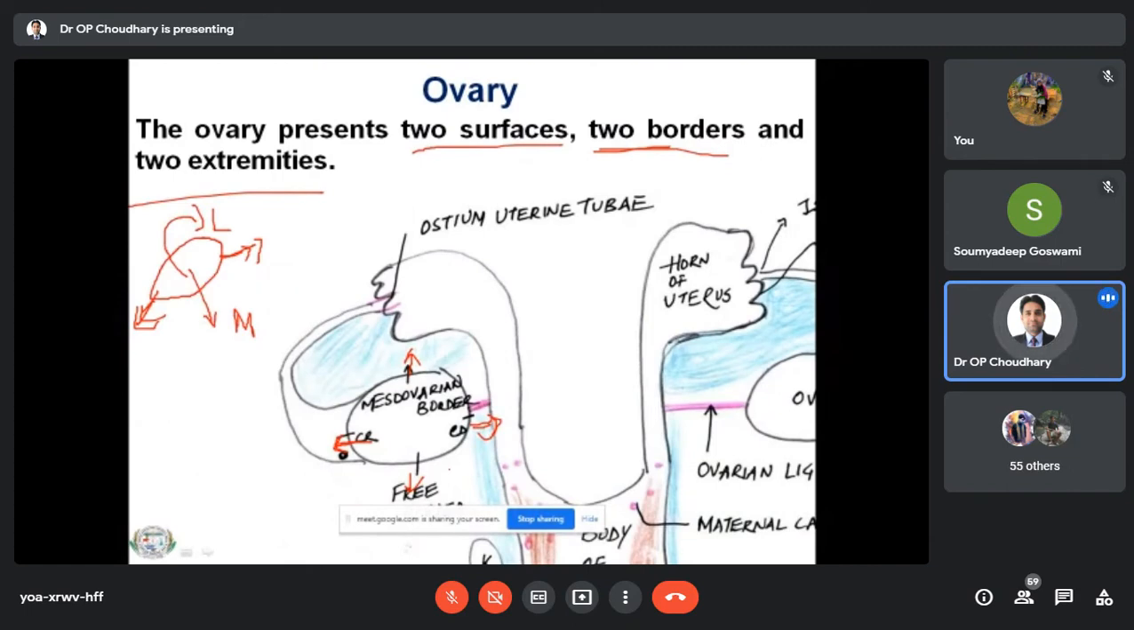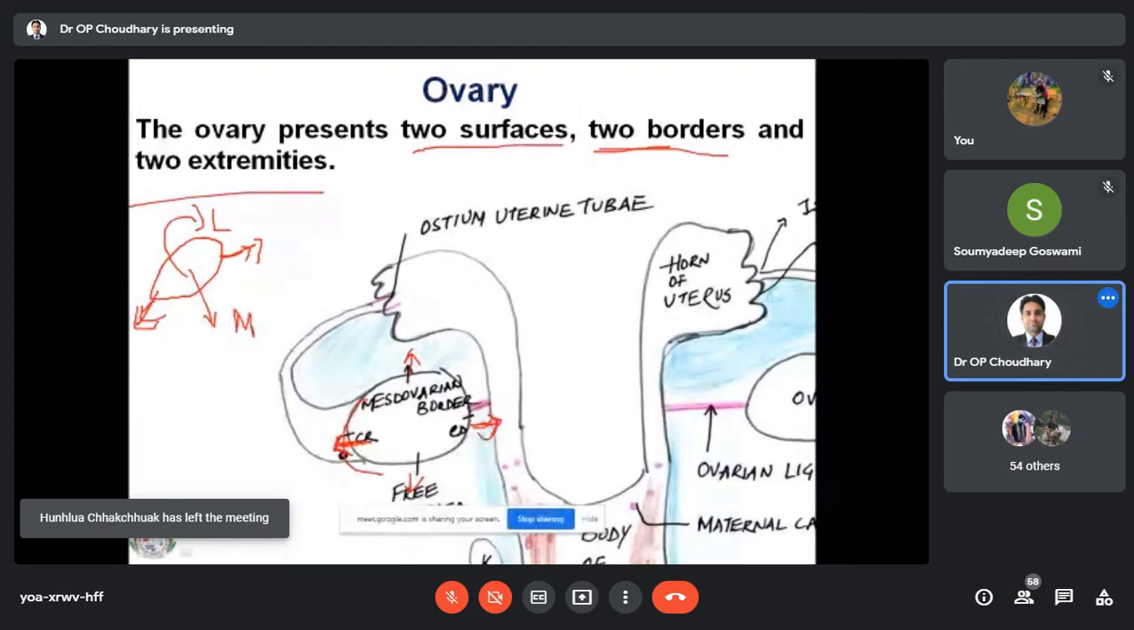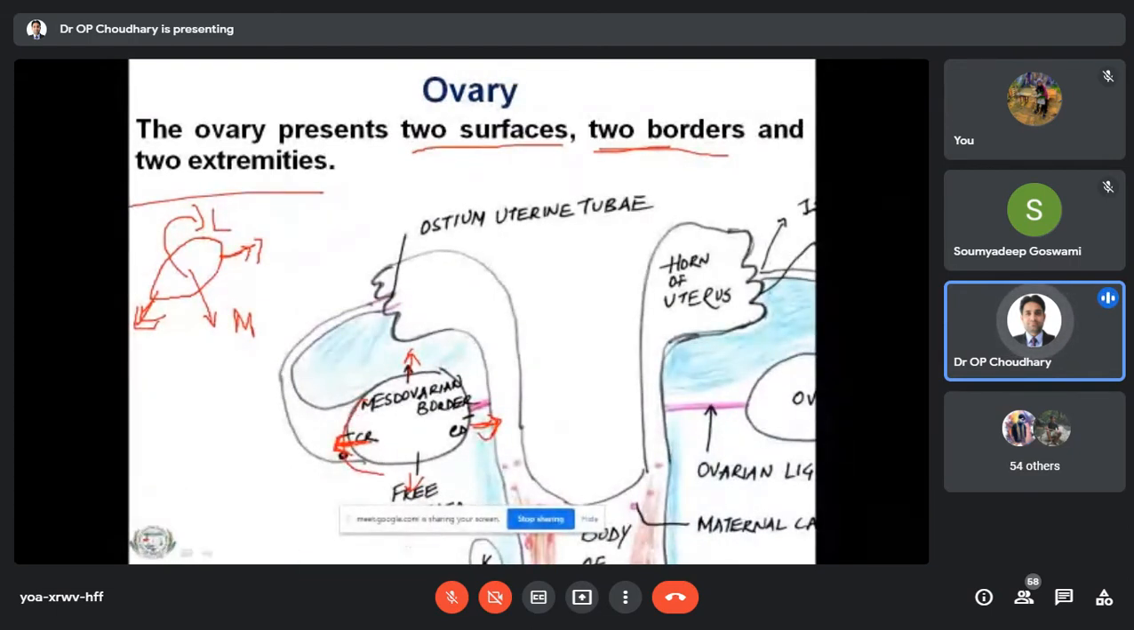Again, I am repeating, sorry for the wrong words. There are 2 surfaces: one is the medial surface, one is the lateral surface, and both surfaces are smooth and rounded. Then there are 2 extremities: one is the cranial extremity and one is the caudal extremity. This cranial extremity is rounded and is related to the fimbriated end of the fallopian tube.